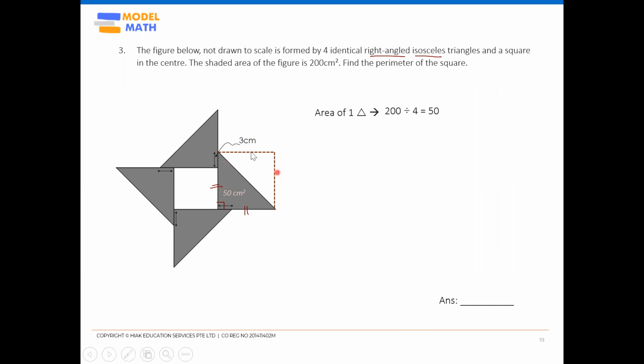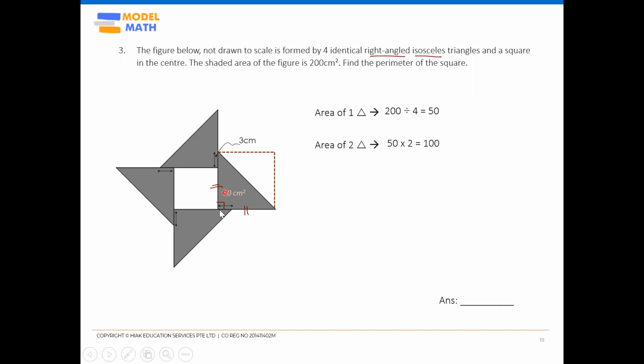Which means I can find the area of this square. Once I found the area of the square, I will be able to find one side of this square. This longer side, not the small square here, but this one. So let's go on to find the area of that big square formed by these 2 triangles. So area of 2 triangles, simply 50 times 2. So now I know that the area of this square is 100.